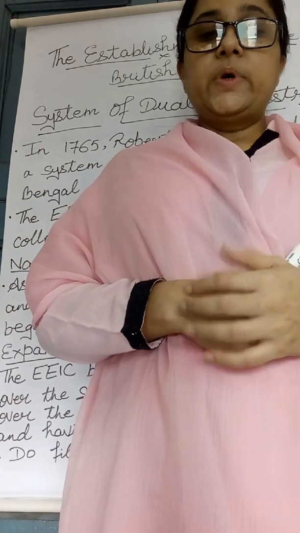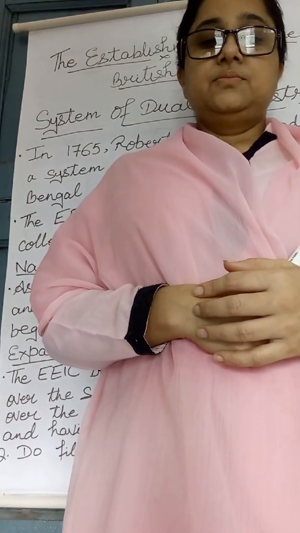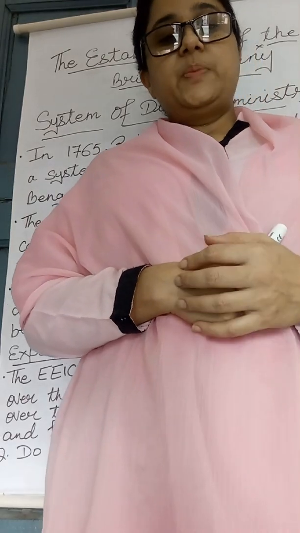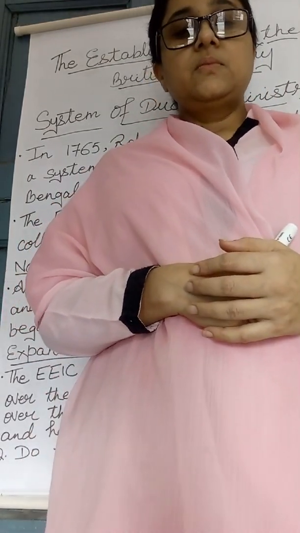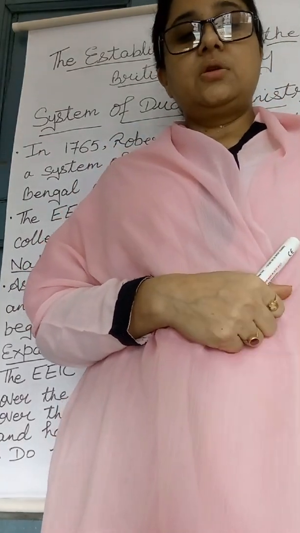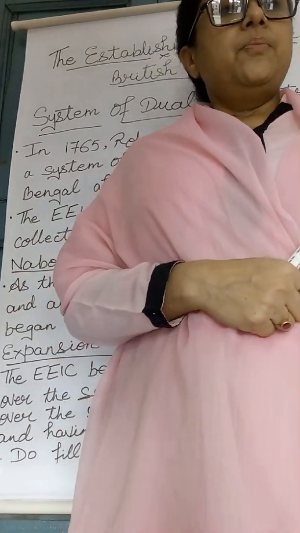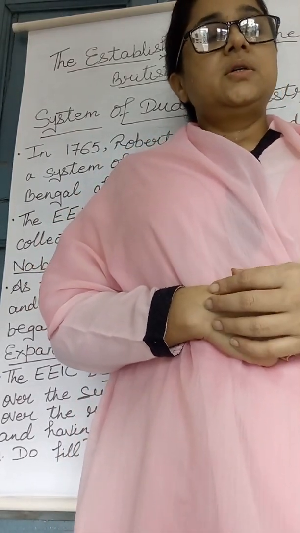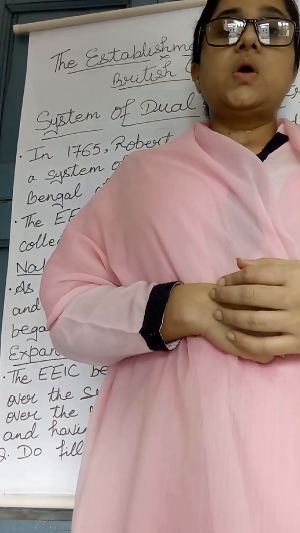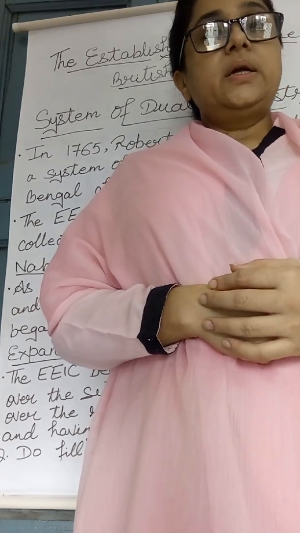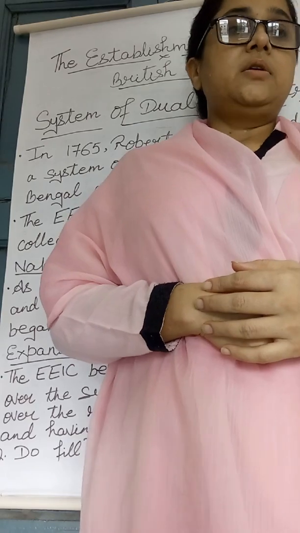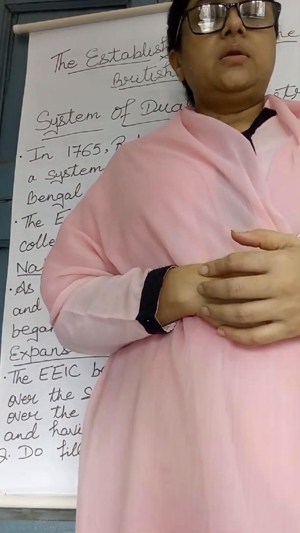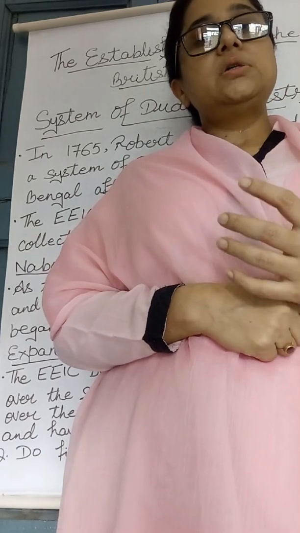This system hurt the people of Orissa because neither the East India Company nor the Nawab took responsibility for their welfare. Even during the massive famine in 1770, people got no relief from either side. As a result, one third of its population died. This system ended in 1772 and brought Bengal under the direct control of the company. Then Warren Hastings became the new Governor General.